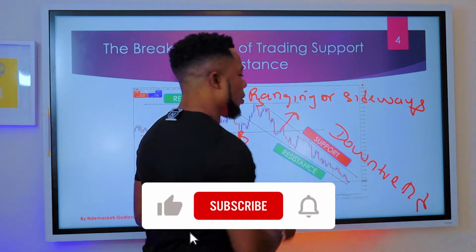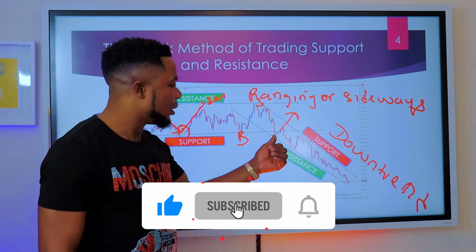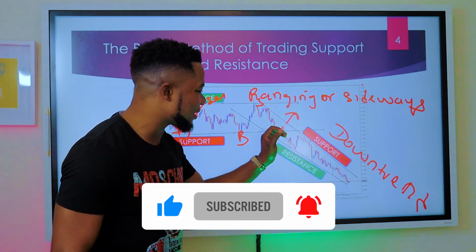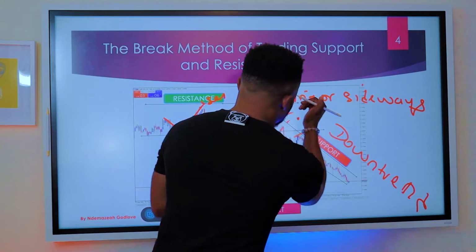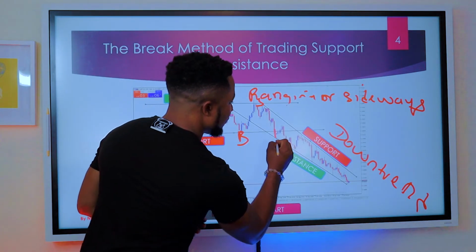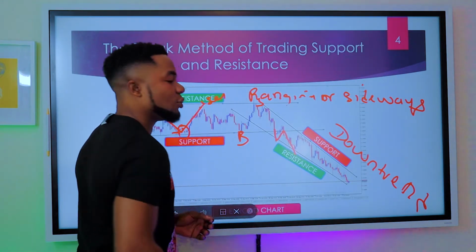So this structure didn't go up. The market didn't go up again. What happened? The market broke the structure and then retested. There was what we call break and retest. All right. So the market broke the structure somewhere here, then retested here, then continued going down.